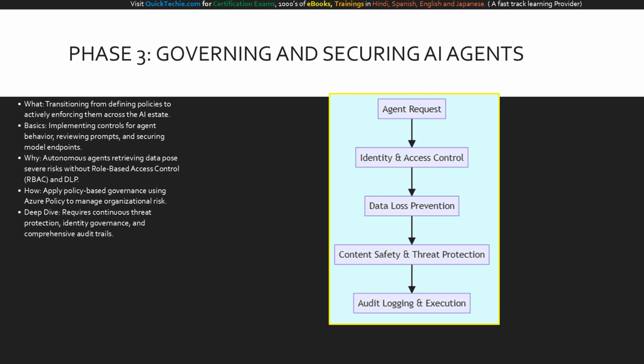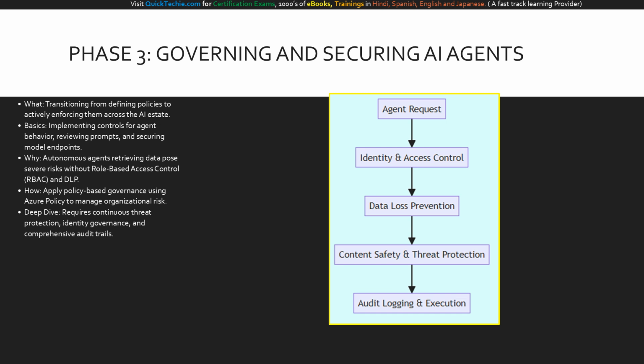Why is this so crucial? Because AI agents can autonomously retrieve data and execute actions. Without strict enforcement of data loss prevention, or DLP, and role-based access controls, the risk of data exfiltration or unintended actions skyrockets. The basics include implementing controls for agent behavior, reviewing prompts, securing model endpoints, and establishing comprehensive audit trails.